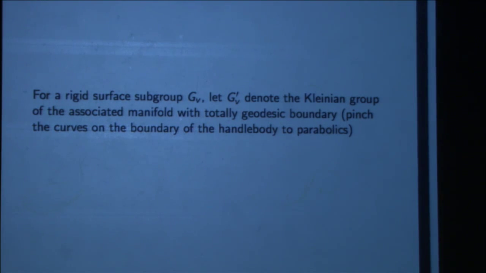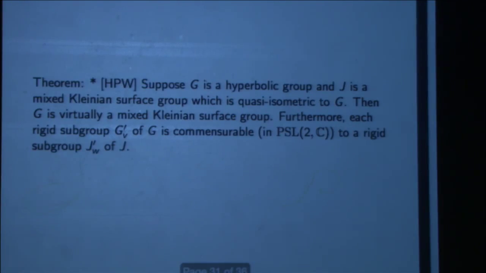So here I have this Kleinian group of the associated manifold with totally geodesic boundary, and yes, that's exactly correct. It's a surface. I'm going to thicken it up, and then I'm going to pinch curves on the top and the bottom so that it's acylindrical. That's what I'm looking at.